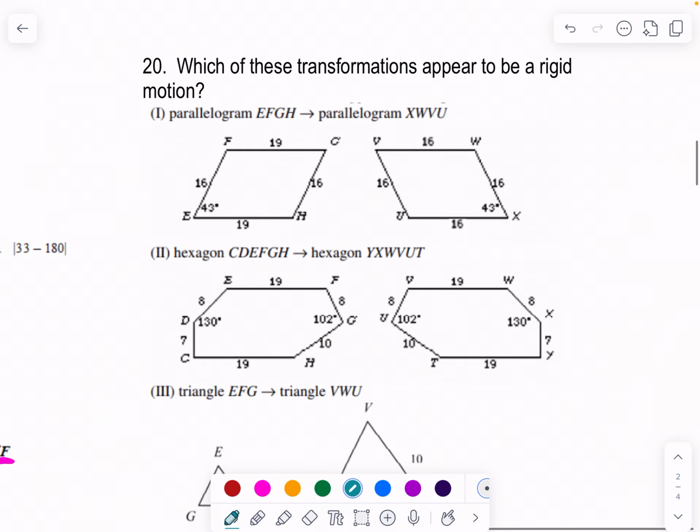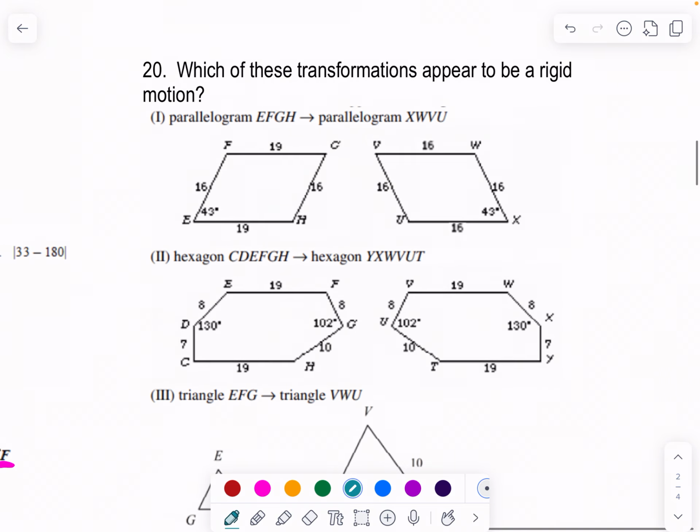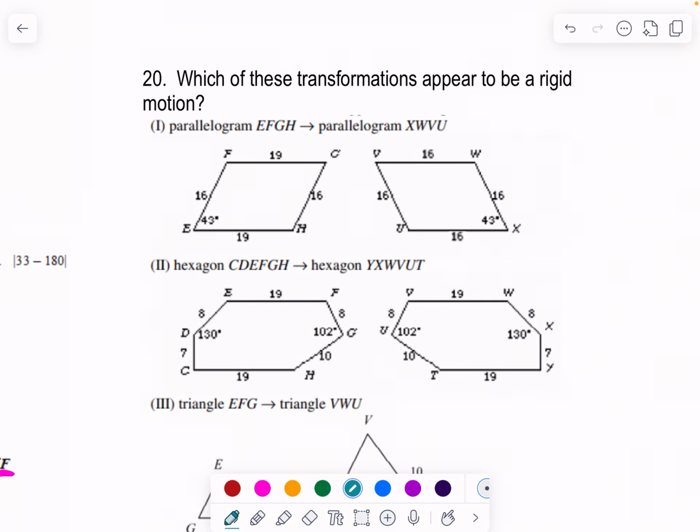Now, big picture. Which of these transformations appear to be a rigid motion? So remember, rigid motion would be the same sides and angles. So let's see. I'm going to look at the same sides and angles. Well, this was 19, 16, and 19, but then these are all 16. So I'm going to say no to this one.